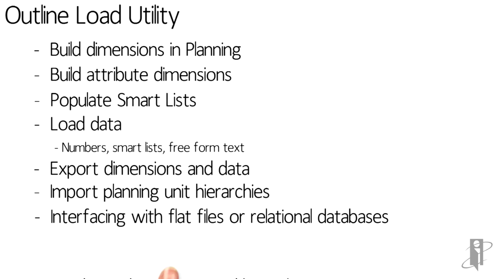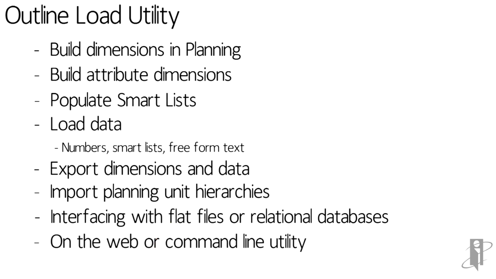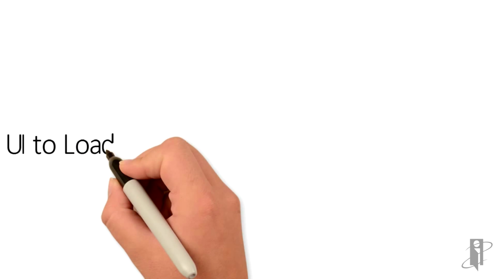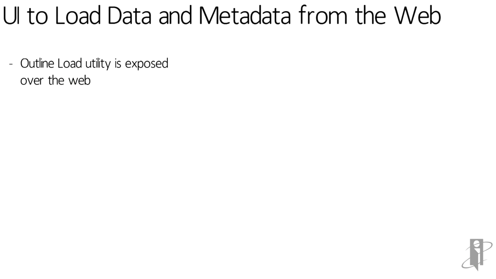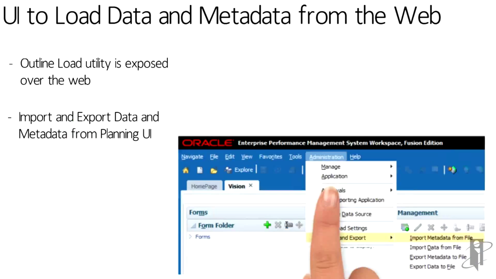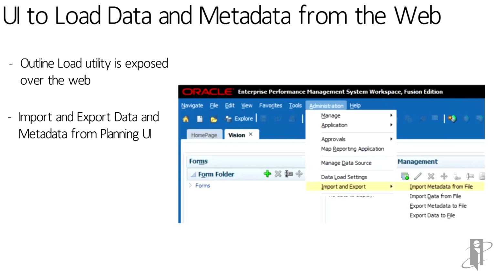The Outline Load utility is surfaced over the web, or there is a command line utility. The web interface is a GUI interface within the planning application that you can access, and you can import metadata from a file, or you can export metadata to a file. The same options are available for data if you wanted to use that option as well.